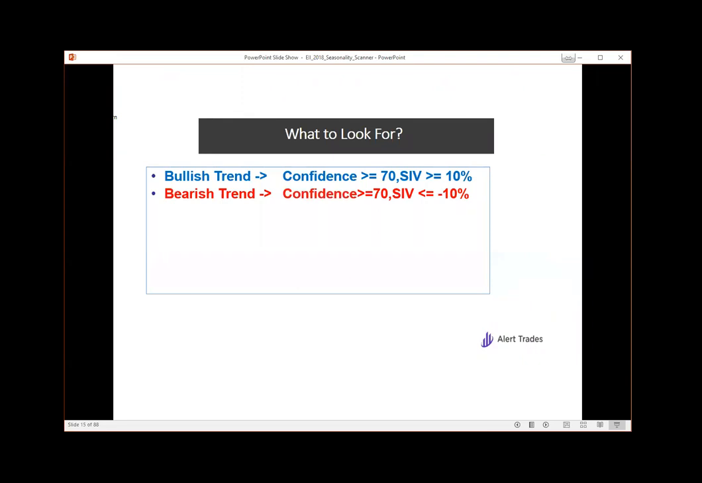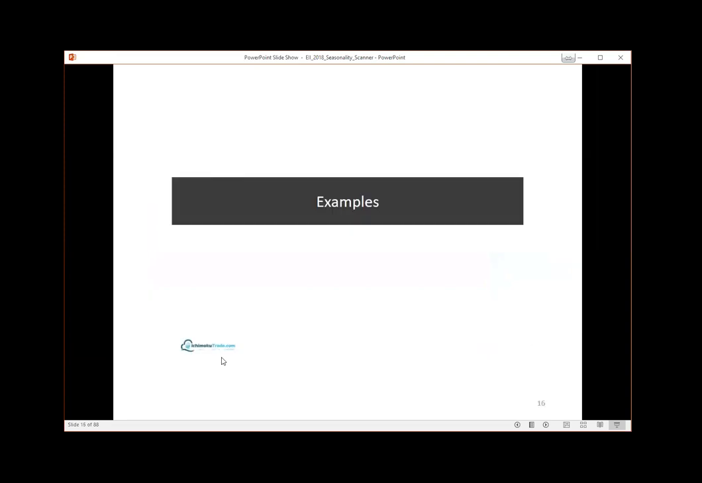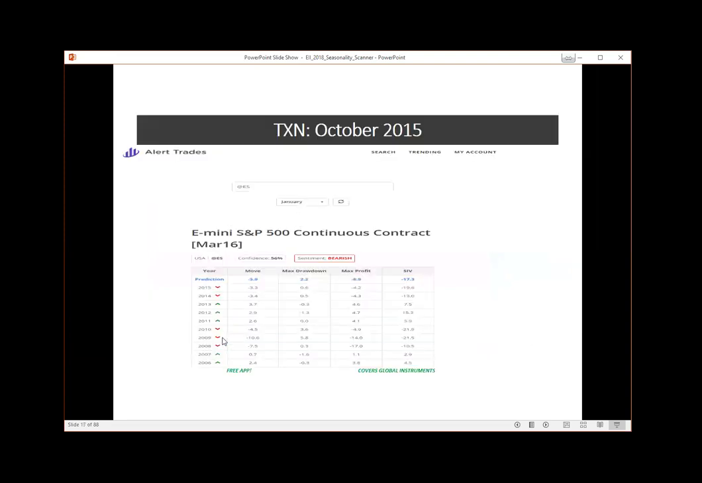So all you do is find the instruments that meet these criteria, and then you plug them into your technical plan and trade them and move forward, and that's it. Okay? So let's go forward with this. Let's go for some examples. Now I'm going to go back to the very beginning of our testing cycle and show you some examples from there.